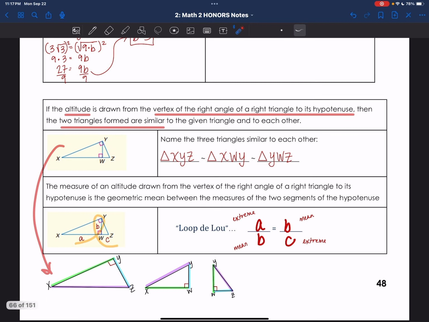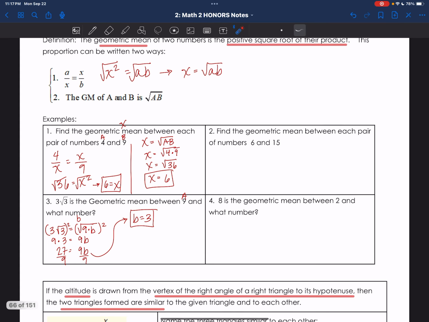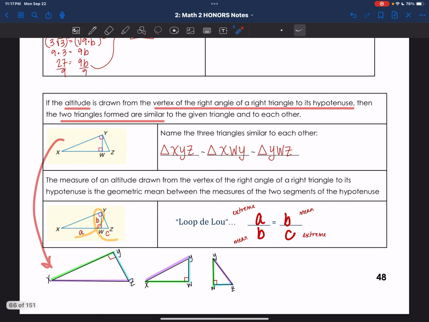And now we're going to get into more of the proportions with the shape. So this was just to find the geometric mean. Now we're going to talk about the geometric mean and how we can use it for geometry. So in this case, if the altitude is drawn from the vertex of the right angle of a right triangle to its hypotenuse, then the two triangles formed are similar.